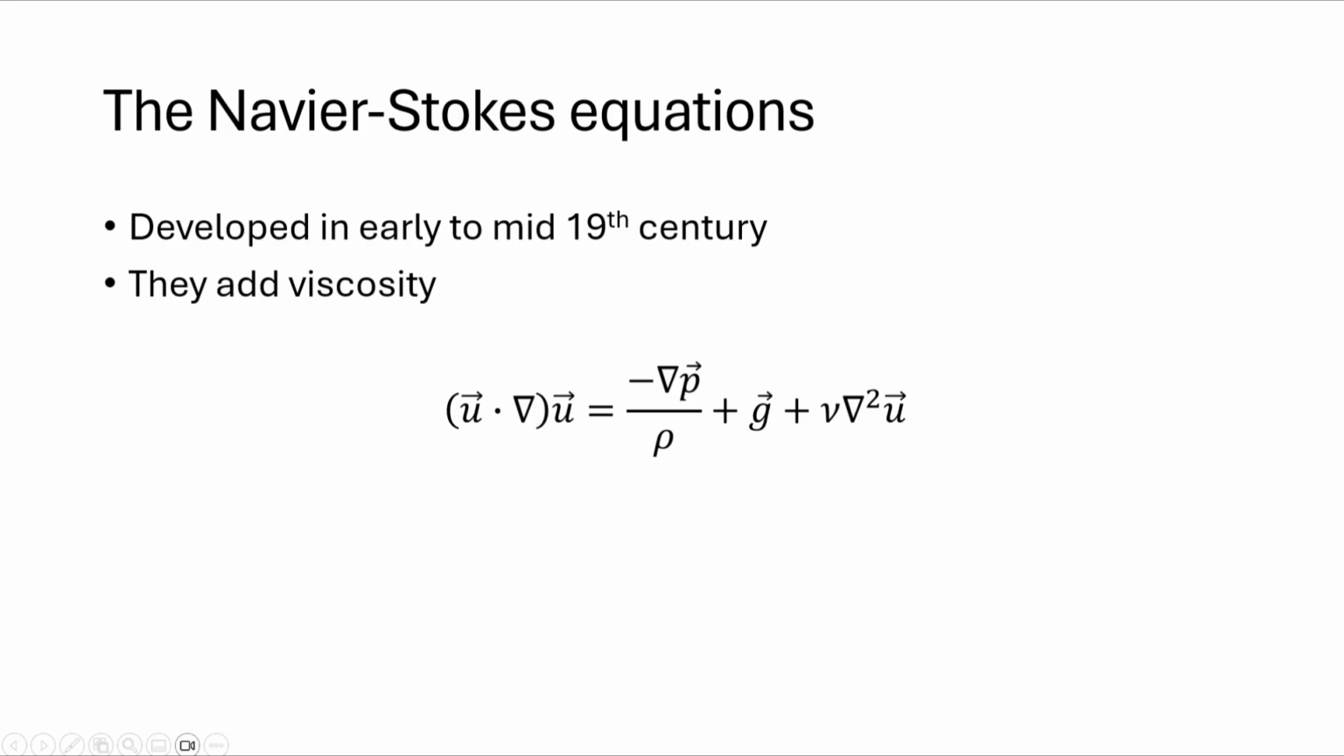The Navier-Stokes equations appeared in the mid-19th century. They describe general fluid motion. They are the same as the Euler equations but add the viscous term. Kinematic viscosity is represented by nu, and the upside-down delta squared is the Laplacian operator.